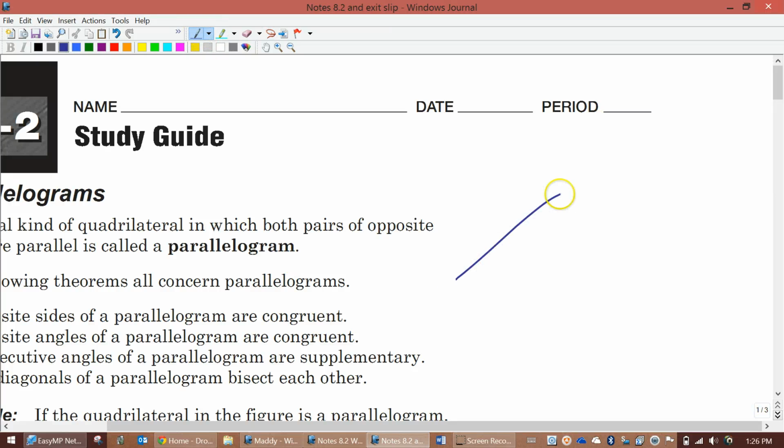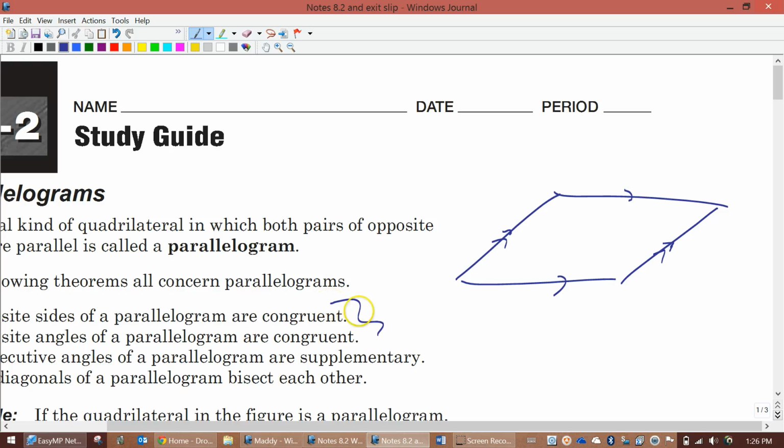A parallelogram is a quadrilateral where the two opposite sides are parallel. That would mean those two would be parallel. Opposite sides meaning they don't have an endpoint in common, and those sides are parallel. Okay, there are properties that come directly from that.